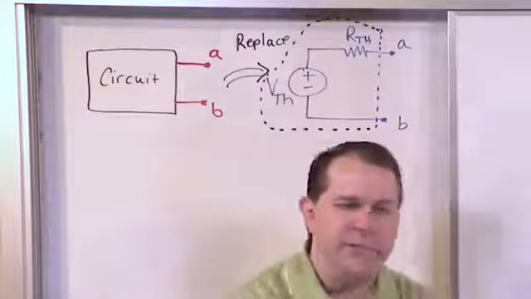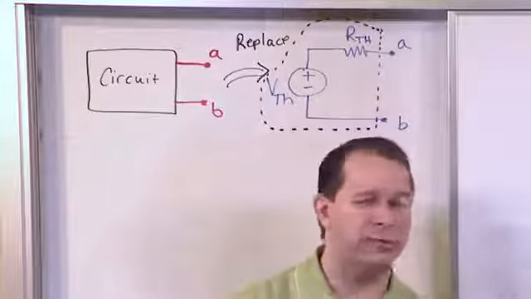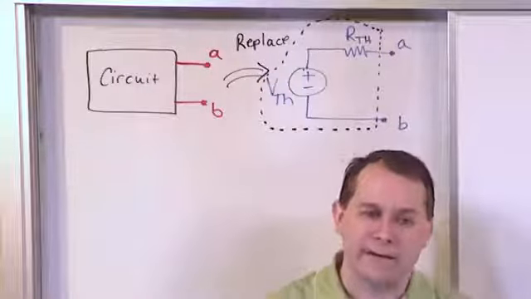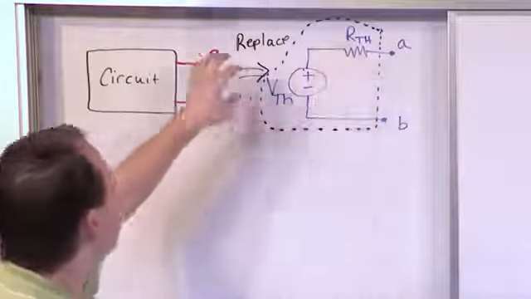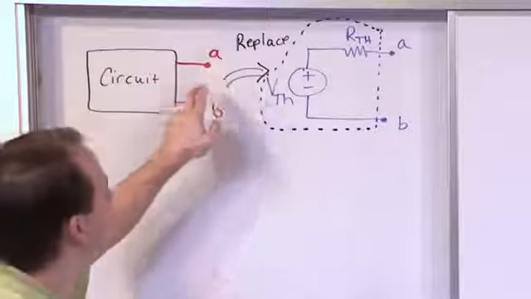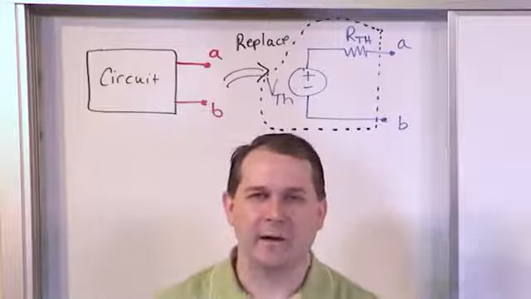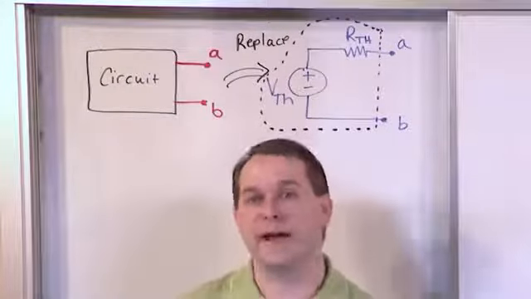If I hook a meter up to terminal A and B, what's it going to look like? If I hook terminal A and B up to a motor, or to a computer, or whatever I'm trying to build, right? If the terminal behavior between this equivalent circuit and whatever's inside of here is the same between terminals A and B, then they might as well be the same. I mean, inside the box, it doesn't matter. It's a black box. It just matters how terminals A and B behave.